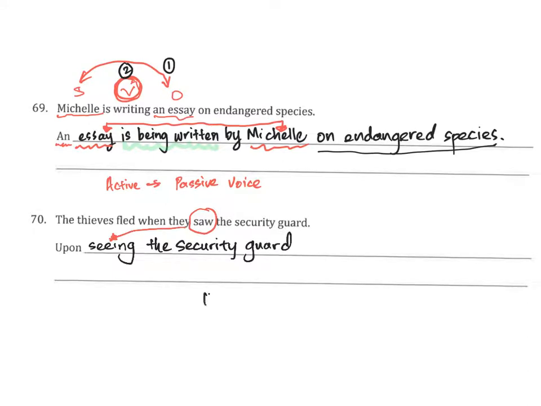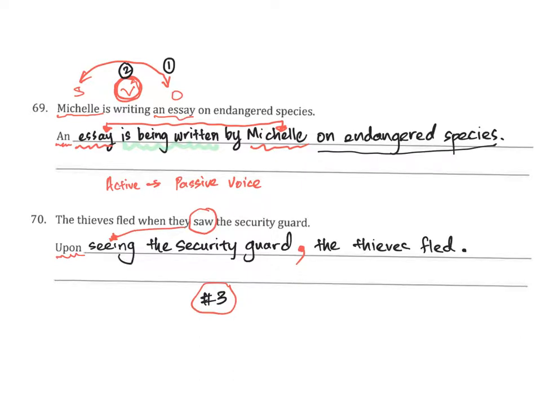And remember my synthesis rule number 3, right? I don't need to say this. You should know what it means. The connector is in the front, therefore a comma takes its place. Upon seeing the security guard, comma, the thieves fled. That's what they did. All right, so very simple question.